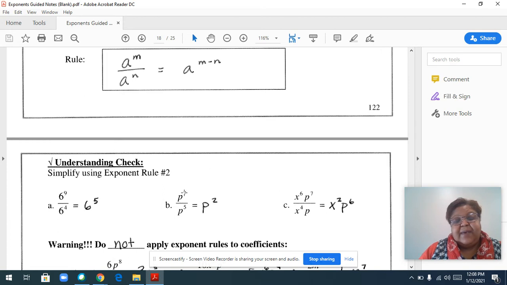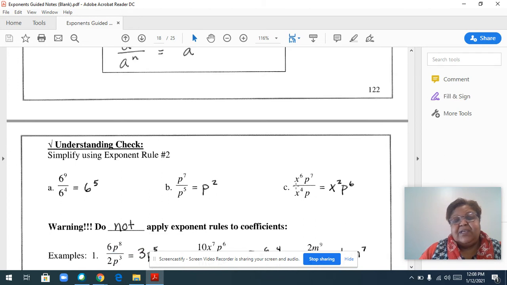P to the 7th power divided by p to the 5th power. 7 minus 5 is 2. So I end up with p to the 2nd power here. X to the 6th times p to the 7th divided by x to the 4th power times p. And learn to speak mathematics language. You don't say x6 p7. X to the 6th power, p to the 7th power, divided by x to the 4th power times p.